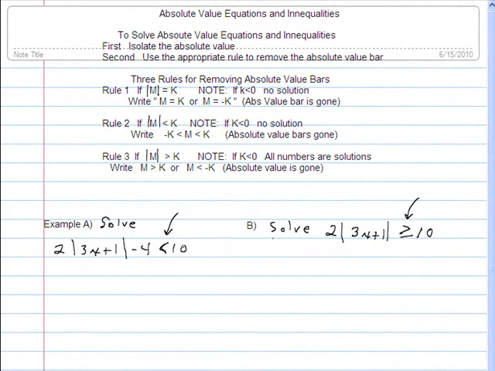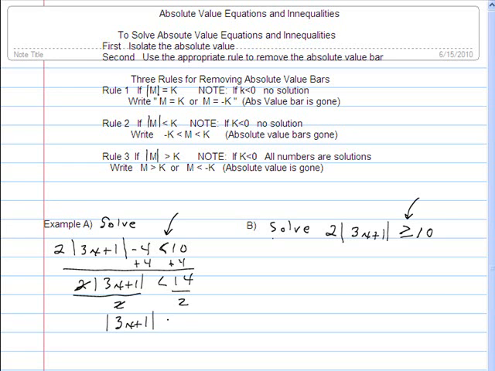Well, first off, I don't have that. I have a less than, but I've got a whole lot more on the left than just the absolute value bars. So the first thing I have to do is get rid of that so that all I have on the left is the absolute value. So I add 4, and I get 2 times the absolute value of 3x plus 1 is less than 14. I divide by 2. The 2's cancel, and I get the absolute value of 3x plus 1 is less than 7.